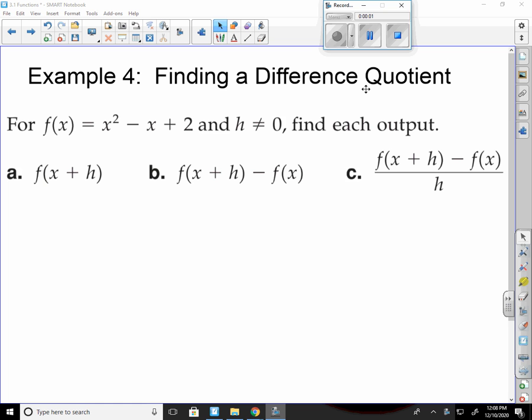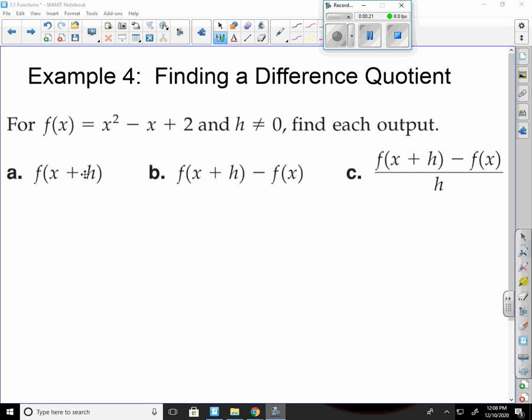Alright, so if we're finding a difference quotient here, then the first thing I'm going to do is simplify this for myself. This is our difference quotient, because it's dividing. That's what quotient means. I'm going to make it easier for myself and just break it down into parts.